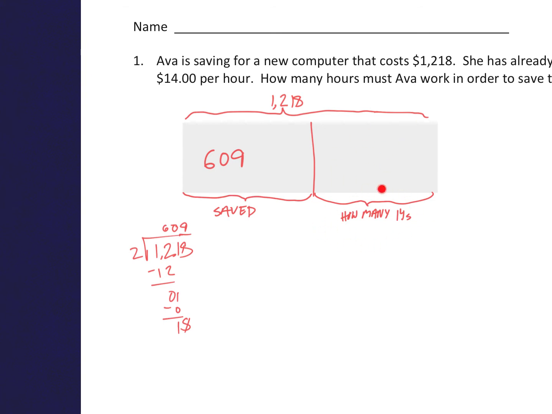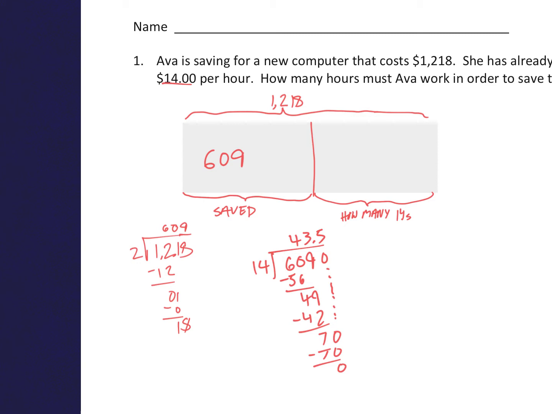How would I split that up into 14s? Now, why am I doing 14? Well, right here, I know that she makes $14 per hour, and we're solving how many hours. So I'm going to have you go ahead and pause this video and see if you can figure out how many 14s are going to fit into 609, and I'll have the answers pop up in 3, 2, 1.